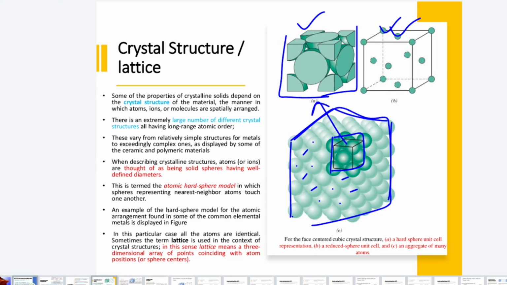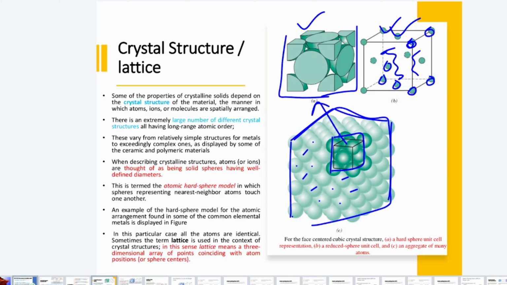Now look into the reduced sphere unit cell. These balls are one atom, right? So each ball represents one atom. But keep it in mind, in reality, this is not the case. Like we have one atom, then we have this line, and then here we have another atom. This is not the case. This is just for the representation, right? It doesn't mean the material will have this small atom and the whole space will be empty. No, there are empty spaces, we will discuss it today. But the reduced sphere unit cell is just the representation of a unit cell, right? In reality, it is not the case.